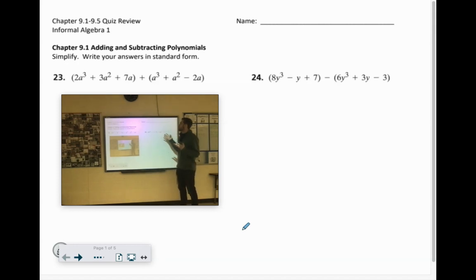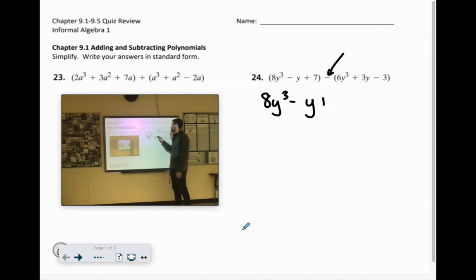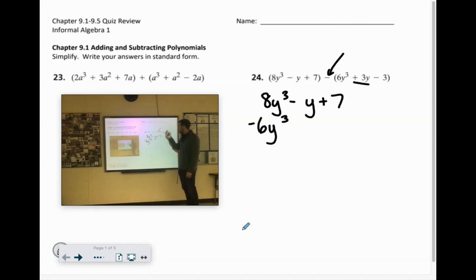So like 24, when you have subtraction, it's best, in my opinion, to just make everything after the subtraction the opposite. Because then we don't have to worry about rules like minus, negative, turns to plus. It kind of already handles that. So our first stuff doesn't need to change. But we'll make this negative 6y to the third, and we'll stack it under our other y to the thirds. We'll put the plus 3y, we're going to make negative 3y. We'll put it under our other y's. And the minus 3, because it would be minus negative 3, becomes plus 3.